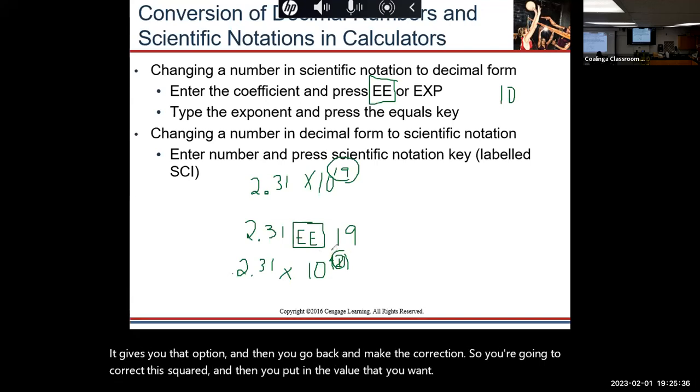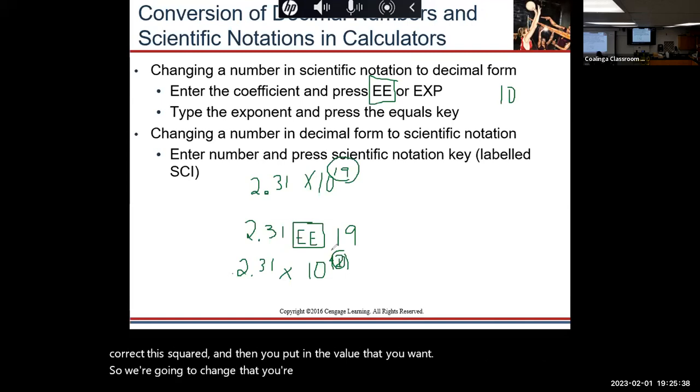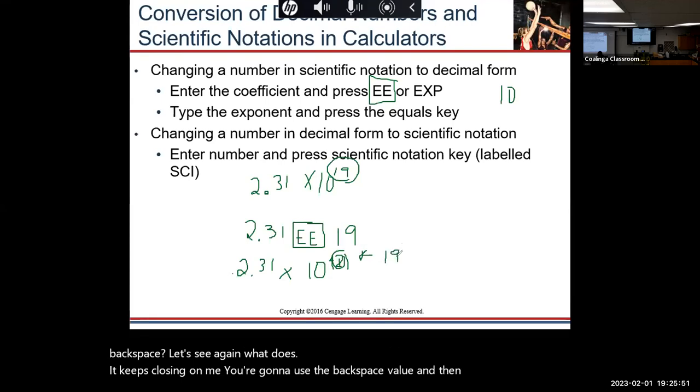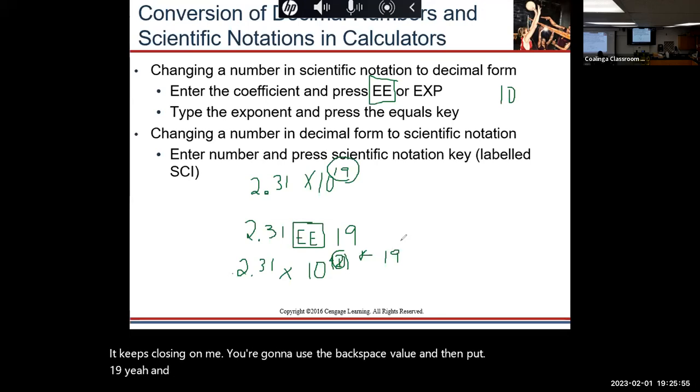So we're going to change that. You're going to use the delete, yeah, just the backspace. You're going to use the backspace value, and then put 19 in this place. Okay? For Androids.